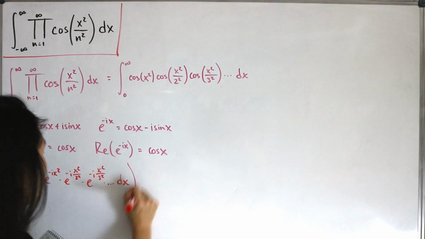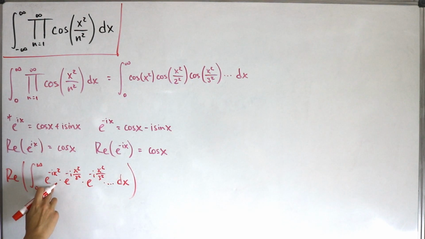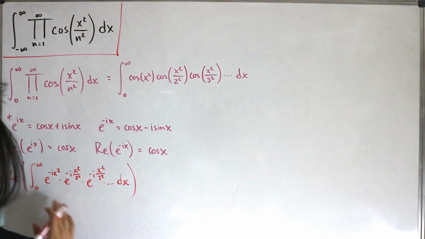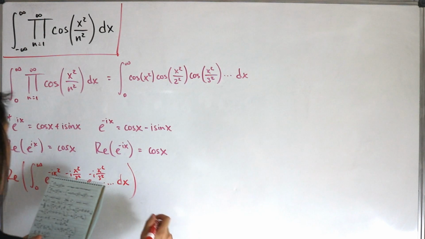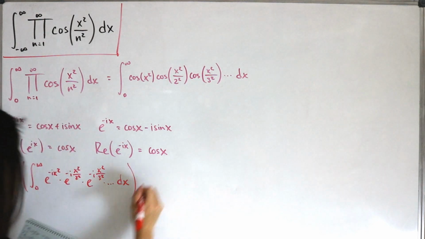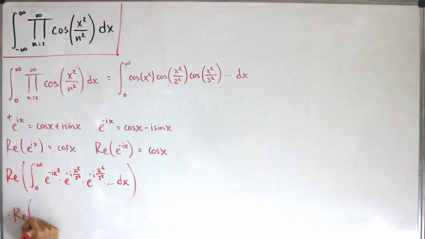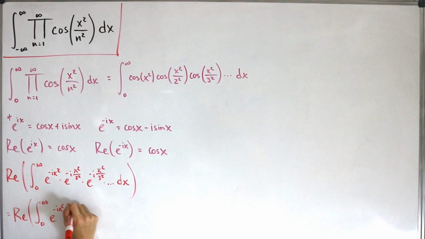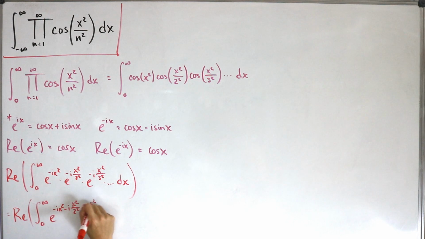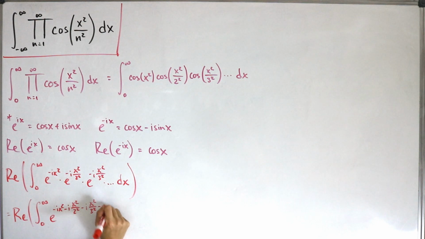Okay, and so with that in mind, of course everything shares the same base, so we can put everything together in the exponent. So what we have now is going to be written as follows. Now we're going to have the real part of the integral from 0 to infinity. Of course, this is going to be e to the power negative ix squared, subtract i x squared divided by 2 squared, minus i x squared divided by 3 squared, and so on and so forth.